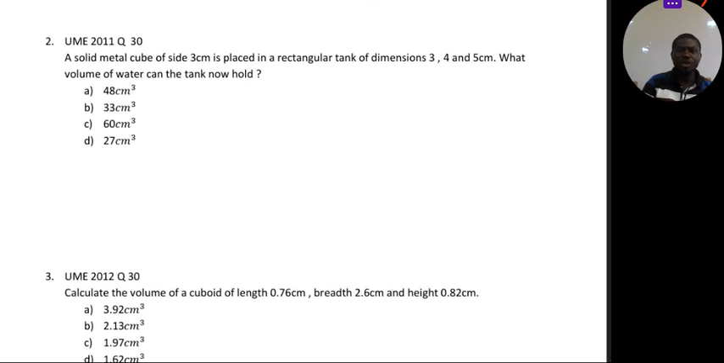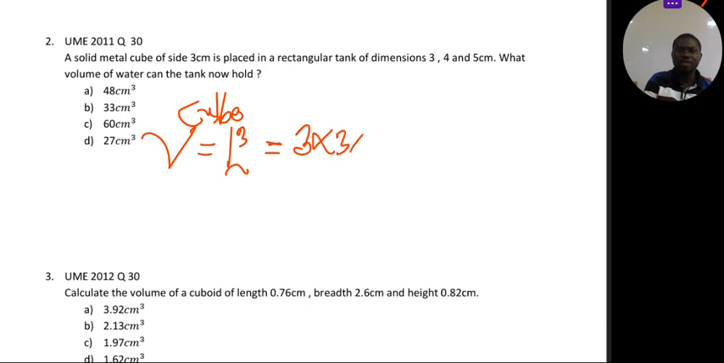A solid metal cube of size 3 centimeters. So let's start with the cube. Let's get the volume of the cube. Volume of the cube is straightforward, L cubed. The sides of the cube are all the same, so that's 3 by 3 by 3. That's 27 cm cubed.